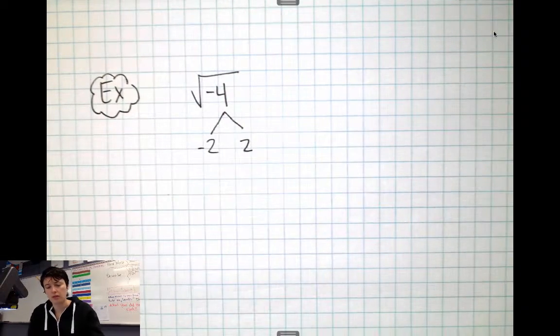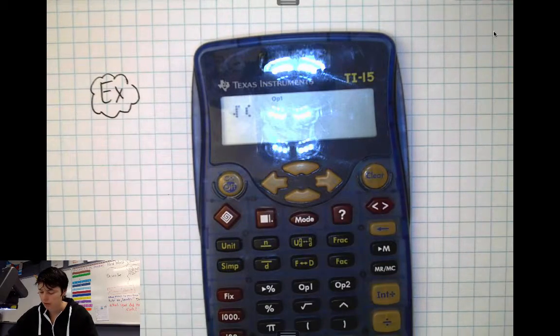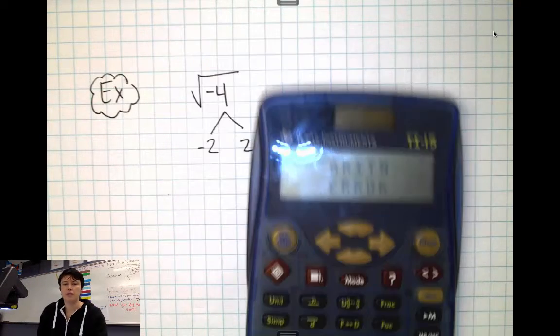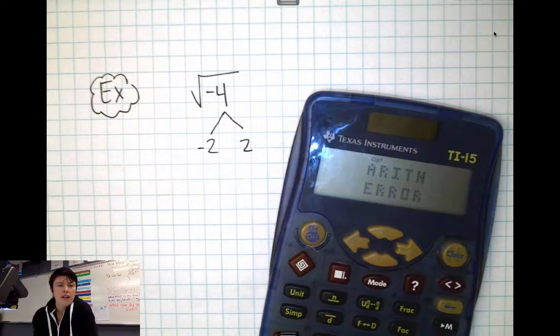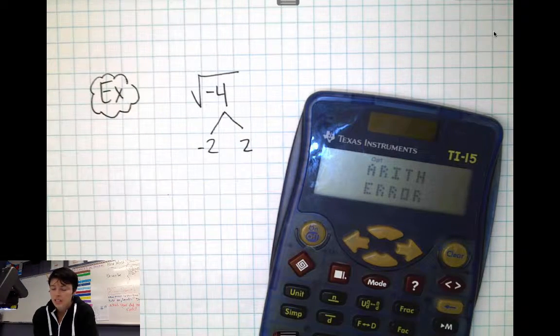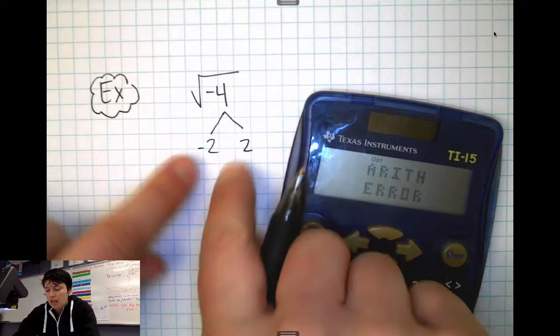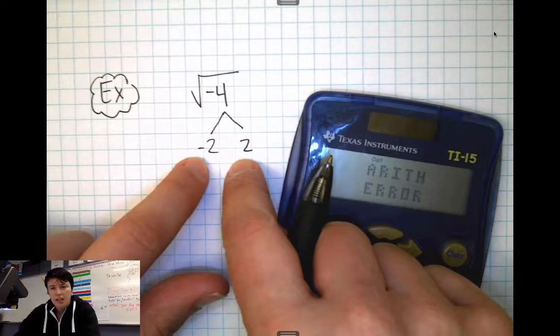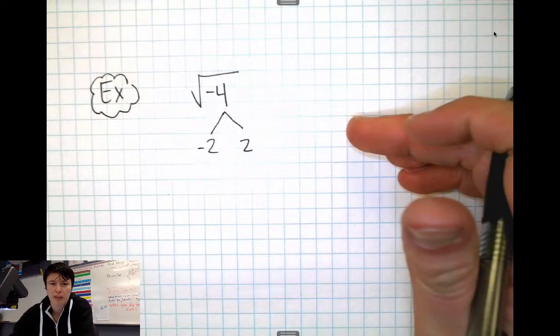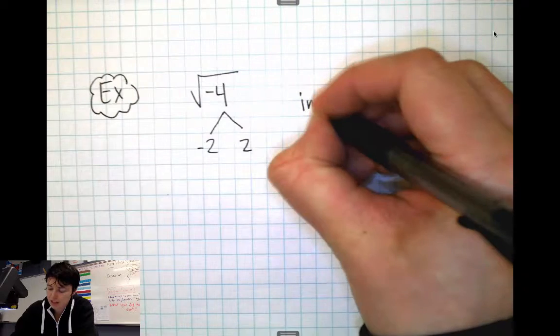And I want to show you something. If you ever try to put this in a calculator, let's try it. Let's do the square root button, and let's put a negative 4 in here and see what happens. Error message. I don't know if you can see that very well, but your calculator kind of freaks out on you and tells you there's an error. There's something wrong. And the reason for this is it's actually impossible to square root a negative number because you can't have negative times a positive. You can't make this work. It's totally impossible.